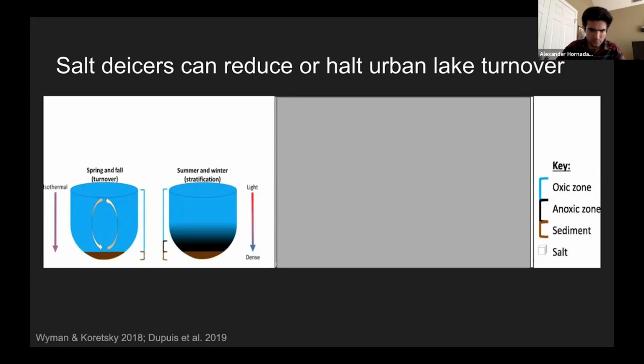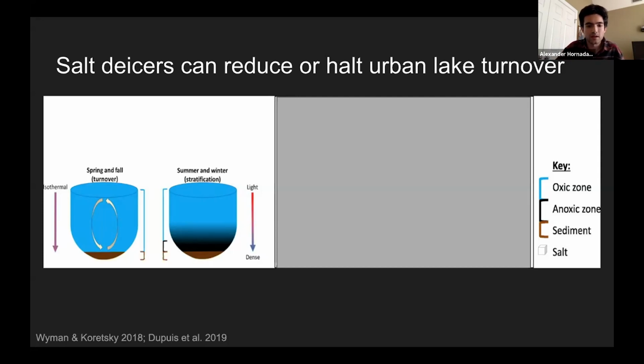So turnover as a concept, a lot of lakes are dimictic, which means they have turnover events in the spring and fall. And this basically happens when cold water, which is denser than warm water, sinks into the bottom of the lake, causes the warm water to rise, therefore mixing the lake up. This is really important for the distribution of nutrients and for something called the redox stratification gradient.